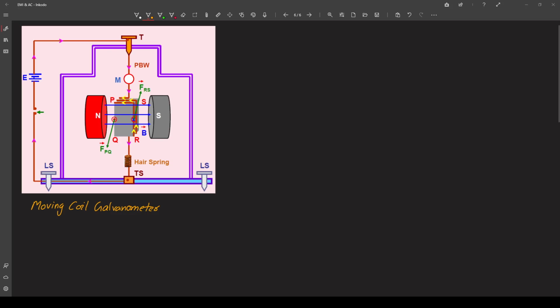So what is the condition for that torque? There should be a uniform magnetic field. It should have some current in it, and when it is placed, it will experience a torque. Expression for torque also we have seen.